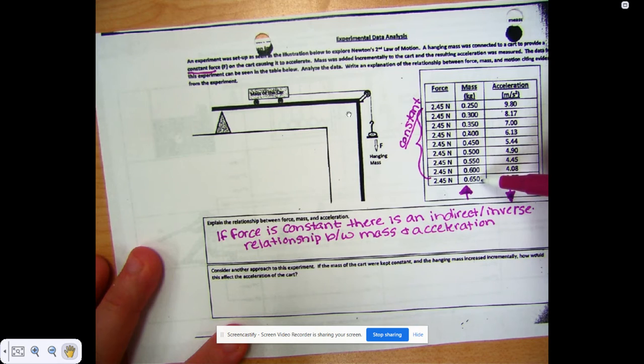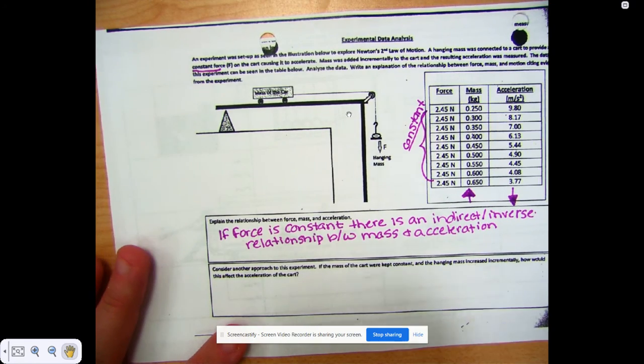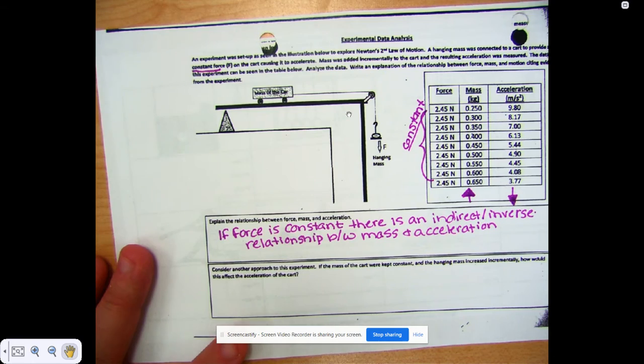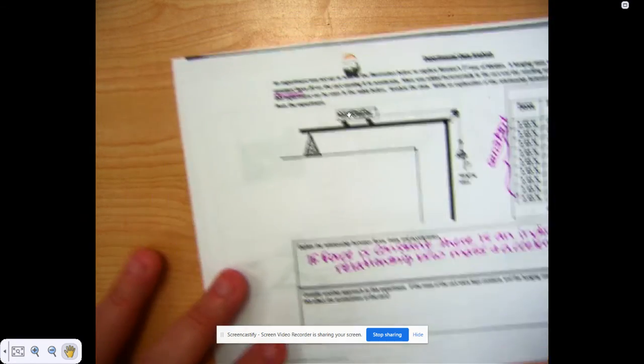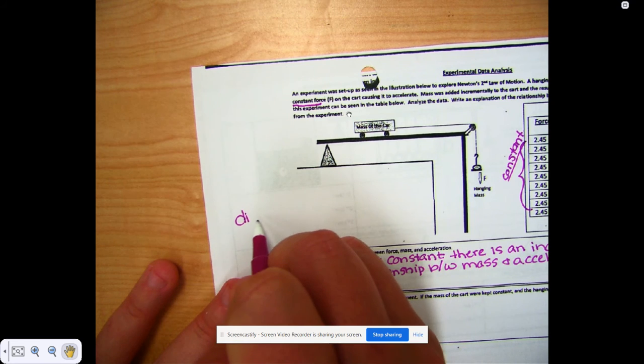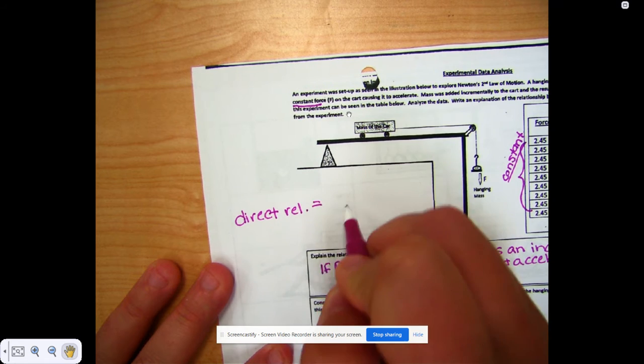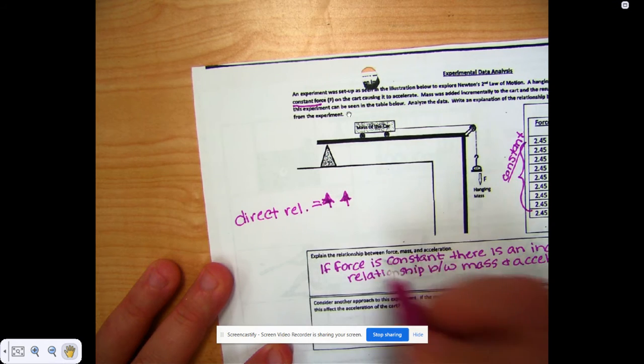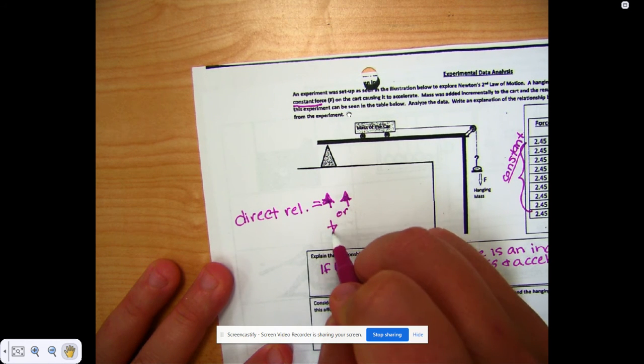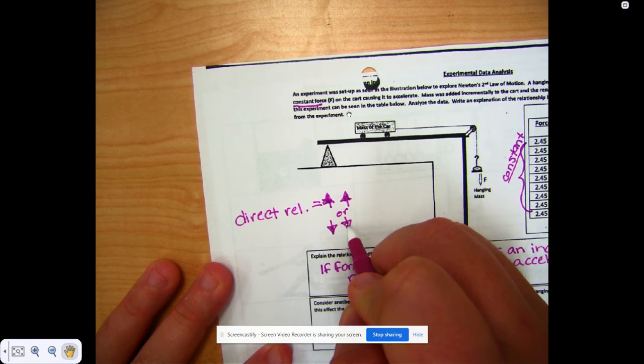What if my mass were to decrease? So it goes up, the acceleration would increase, okay? So as my mass decreases, my acceleration actually increases. So they have the opposite effect on one another. If they were directly related, so I'm going to write this over here, a direct relationship, they would either both go up, see my arrows, it's my shorthand, or they would both go down.